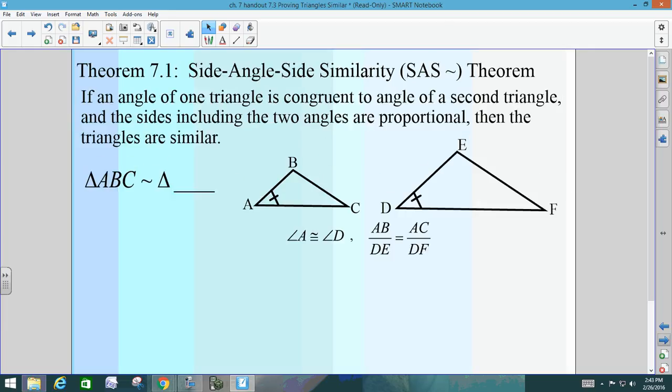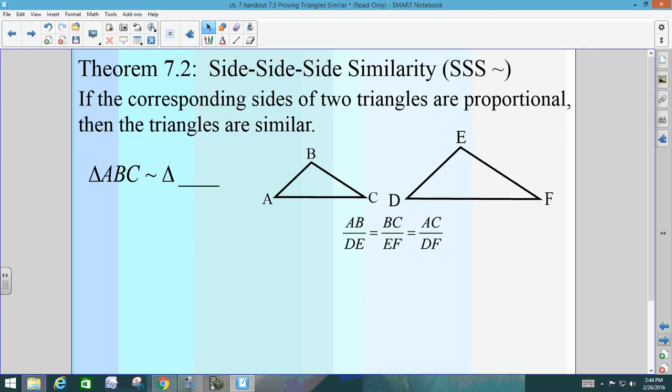Side angle side similarity. Angle A is congruent to angle D. Below the picture, I typed out that the ratio of AB to DE should be equal to the ratio of AC to DF. So if AB is 2 and DE is 3, and I make AC 10, what would DF have to be so that they're proportional? 15, good. Because then this is the ratio 2 to 3 as well. That's your side angle side. Your angle has to be sandwiched between the two sides.